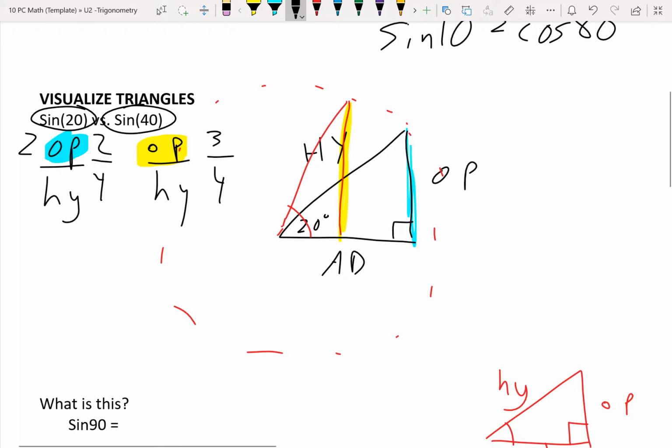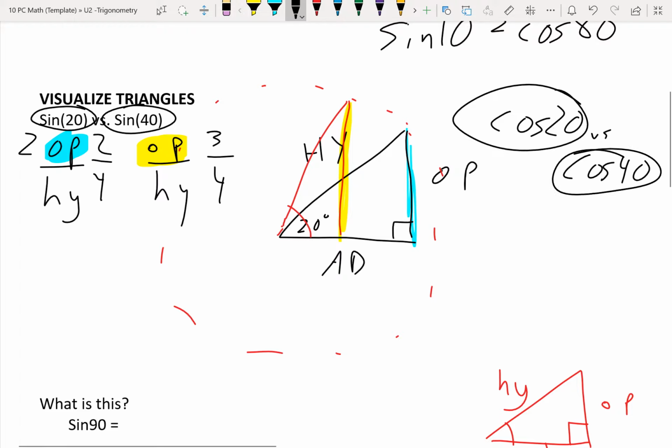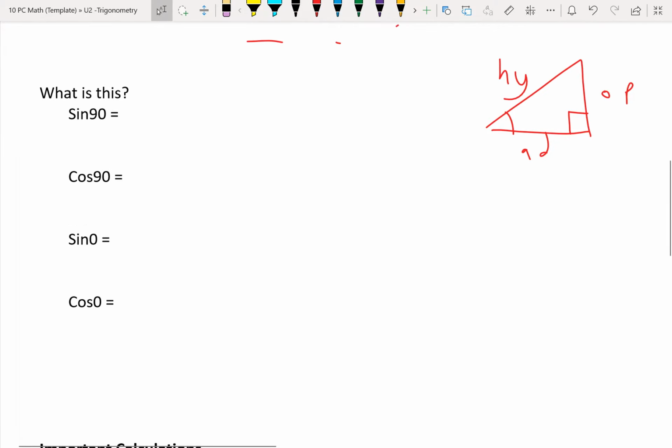However, if we did cosine, the same thing, cosine 20 versus cosine of 40, as the angle increased, the adjacent actually got smaller. So in this case, the ratio of cos 20 would be bigger than cos 40. You do not have to memorize which one's bigger, which way it works. You do have to be able to visualize the triangle and try to figure out what makes sense, what's happening here. There's a couple of special cases when we have sine 90, cos 90, and sine 0, cos 0.